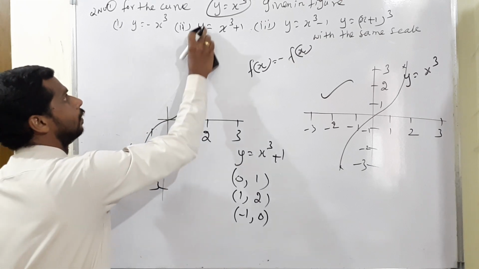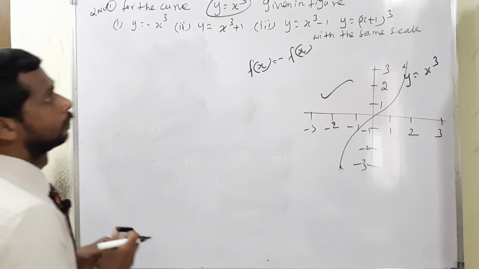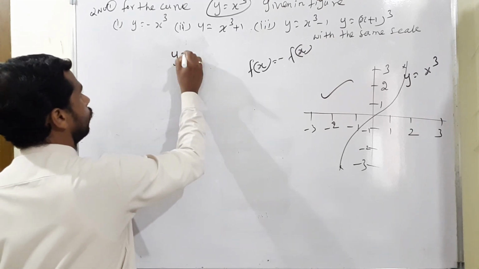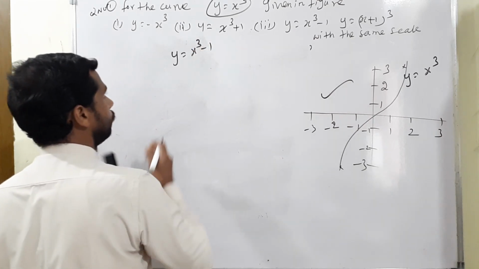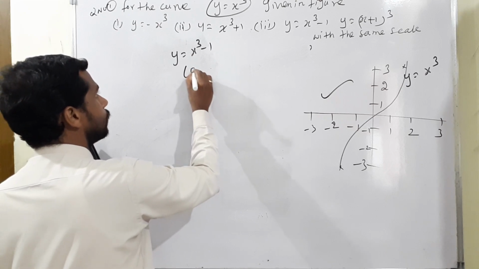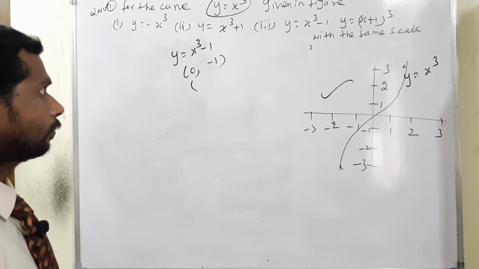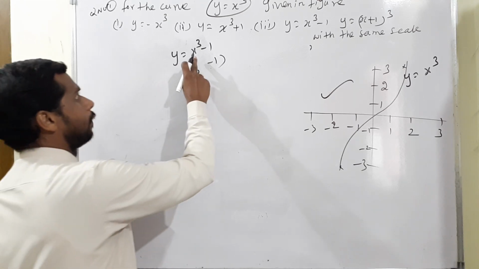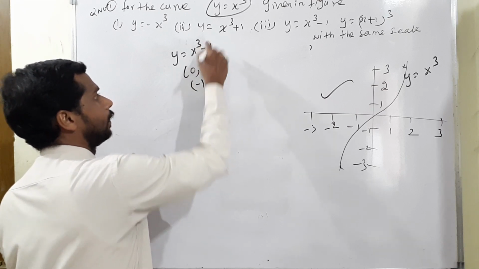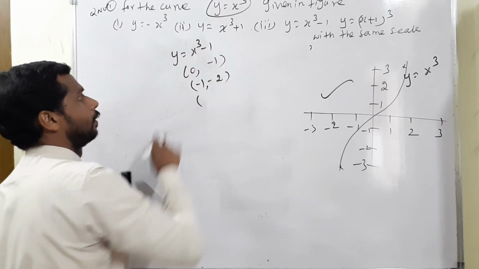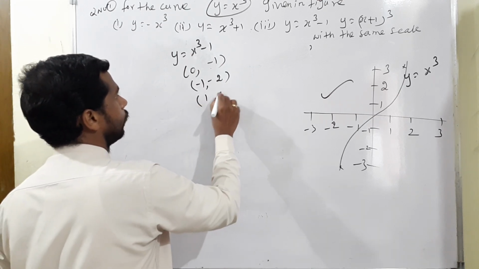Third one, x cube minus 1. So y is equal to x cube minus 1. What will happen? x cube minus 1 means the same condition. x is equal to 0 means 0 minus 1 is minus 1. The next case, minus 1 means minus 1 minus 1, so minus 1 comma minus 2, isn't it? Then x is equal to positive 1 means 1 minus 1 is equal to 0. So 1 comma 0.